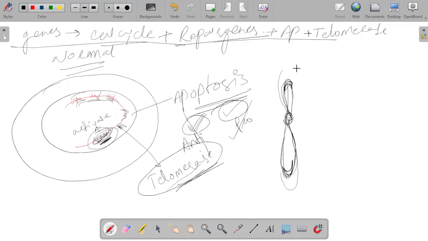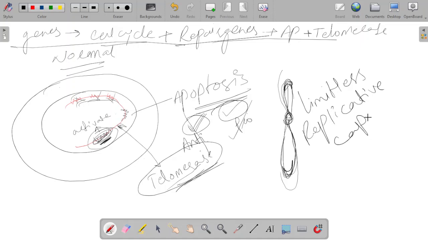So this telomerase activity, what is this? This is the limitless replicative capacity. This is another feature of the cancer cell.